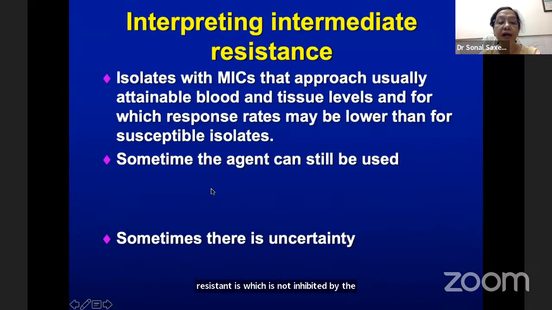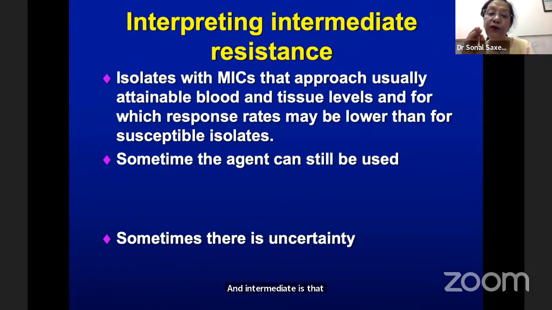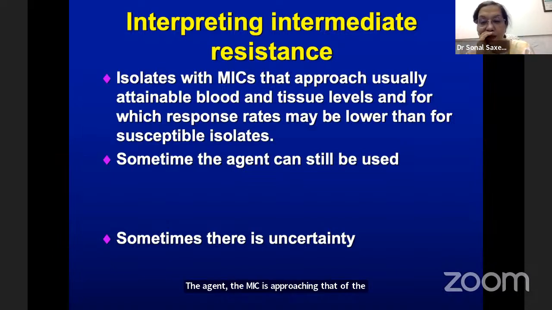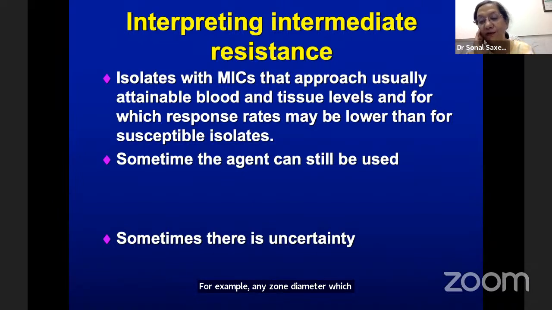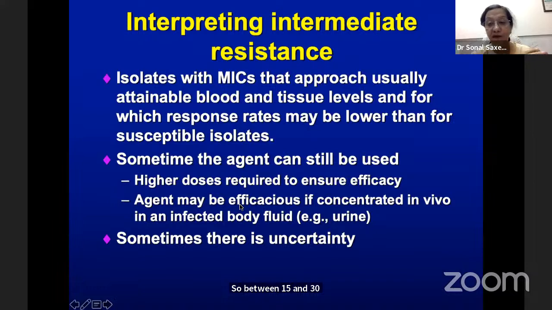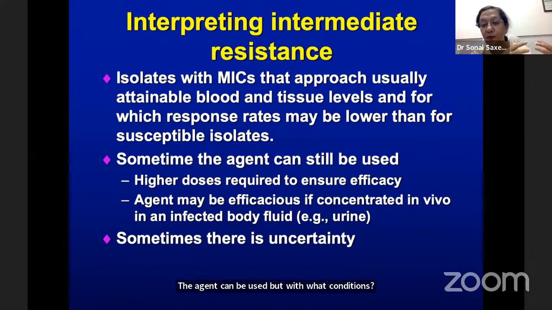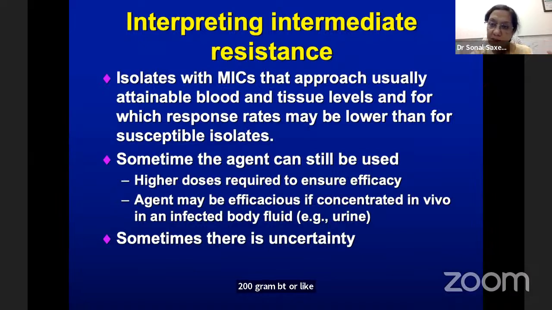And intermediate is that the MIC is approaching that of the resistance but is not fully falling into the resistance zone. For example, any zone diameter which is bigger than 20 is considered susceptible and less than 15 is considered resistant. So between 15 and 20, the agent can be used, but with what conditions? Either it is safe enough that you can increase the dose, maybe you can go from 100 gram OD to 100 gram BD, or like azithromycin, you can go from 500 once a day to 500 twice a day sometimes, like you do in enteric fever.